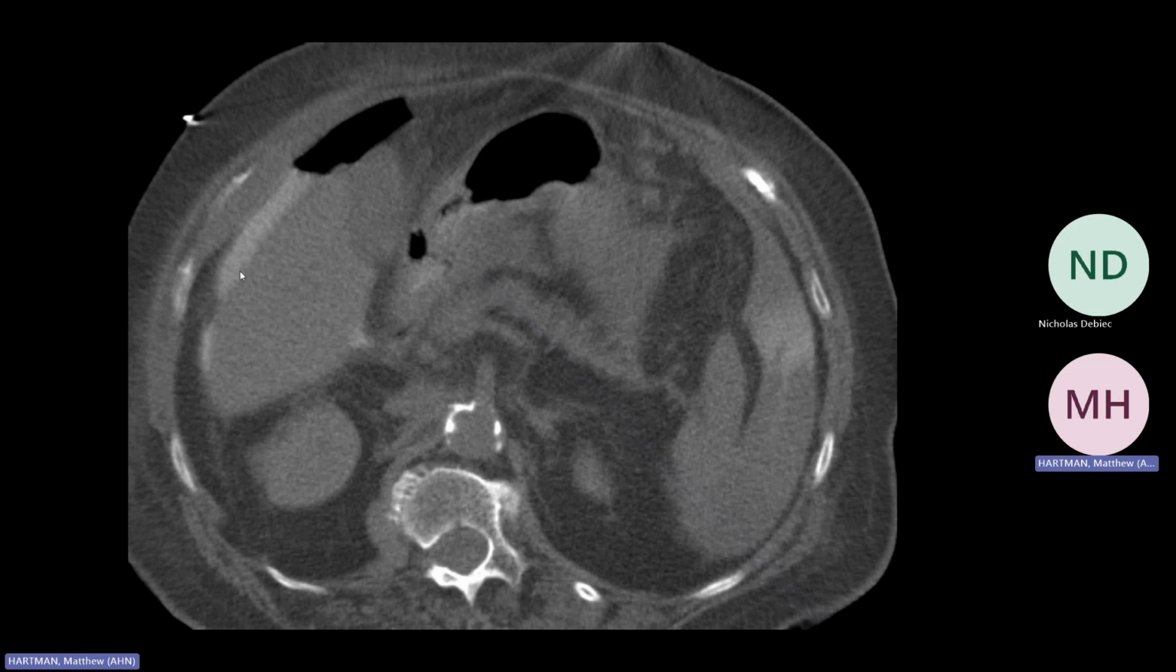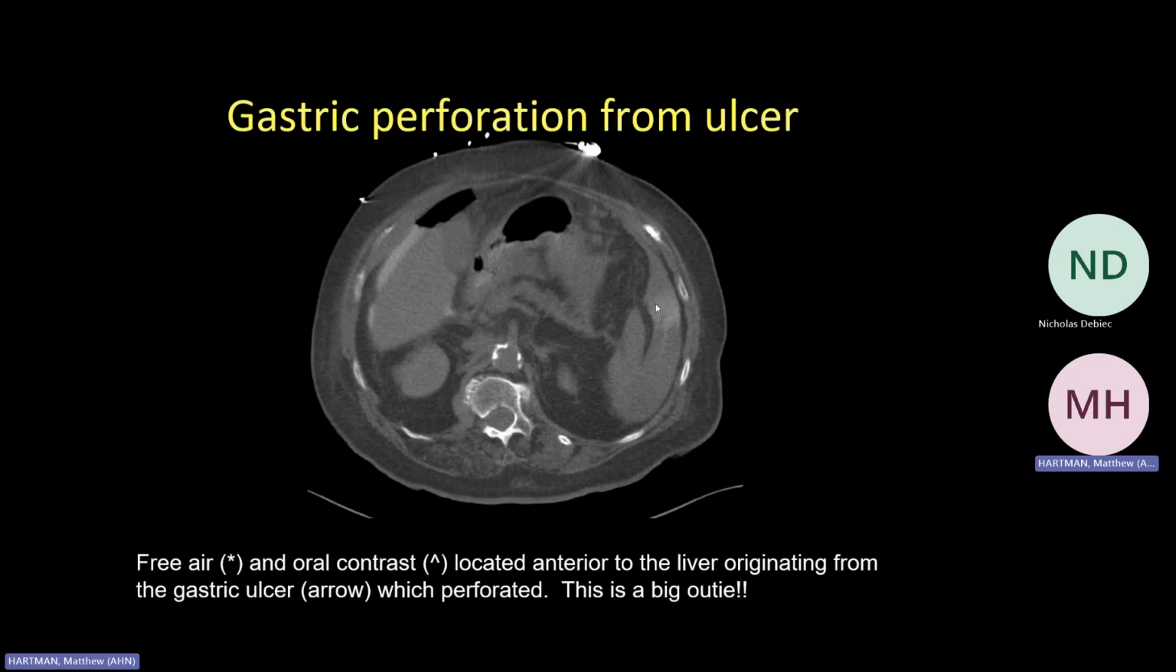It's not in the stomach, it's outside, it's anterior to the liver. Plus we got an air fluid or air contrast level there. So air outpouching from the stomach, extraluminal contrast. How did it get there? Well, this is a huge gastric perforation from an ulcer. Again, we'll put the annotations in there. There's our air-filled ulcer. There's our extraluminal contrast with an air fluid level. So this is a big outie.